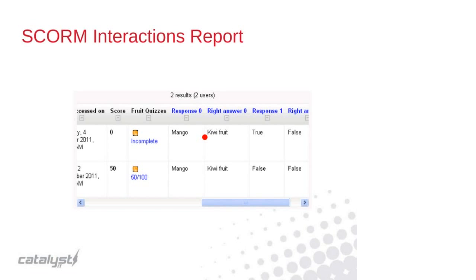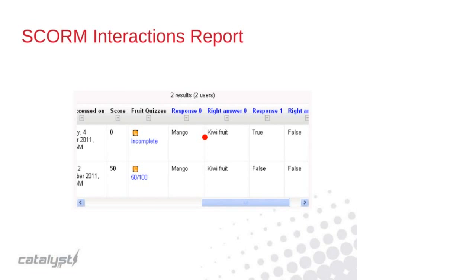The numbers start at 0, so 0 is actually the first question and 1 is the second question. You can see here that this particular response that the student gave was mango, but the right answer was kiwi fruit. There are other extra columns here as well if you want them. This is available in Moodle 2.3 and higher, I think. I'm pretty sure it's 2.3 and higher. There are a bunch of other report plugins for those sorts of things as well, but this was built into Moodle core.